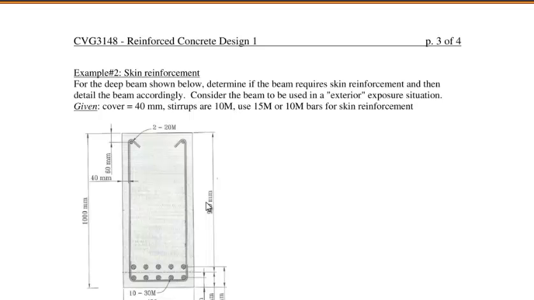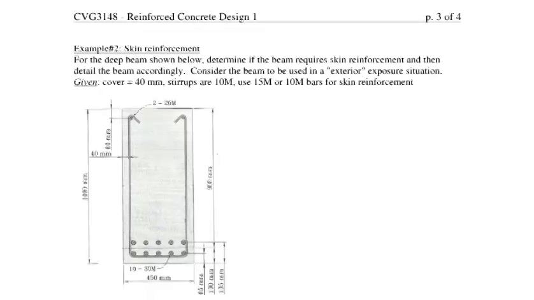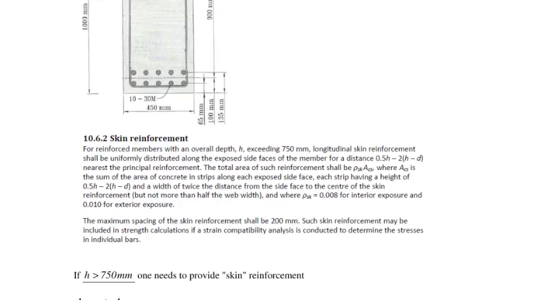Example 2, skin reinforcement. For the deep beam shown below, determine if the beam requires skin reinforcement, and then detail the beam accordingly. Consider the beam to be used in an exterior exposure situation. You're given the cover is 40 millimeters, the stirrups are 10 M. We're told to use 15 M or 10 M bars for the skin reinforcement. In addition, you're given the beam dimensions, its effective depth, and the rebar that we've designed for moment resistance. This is the clause that discusses skin reinforcement, so you can read that for further details.